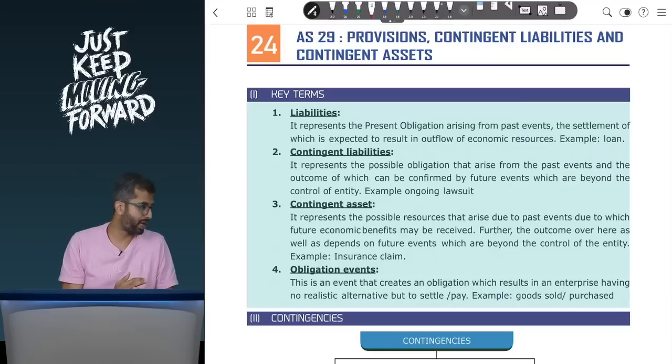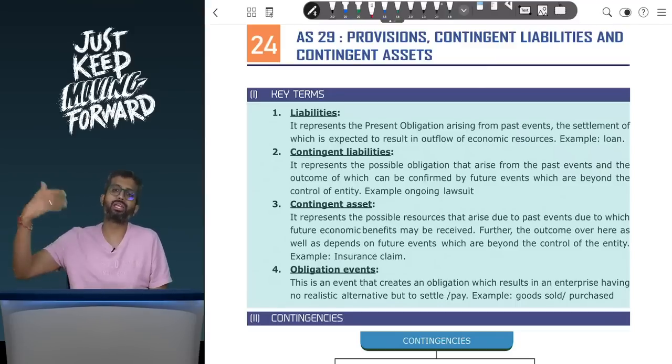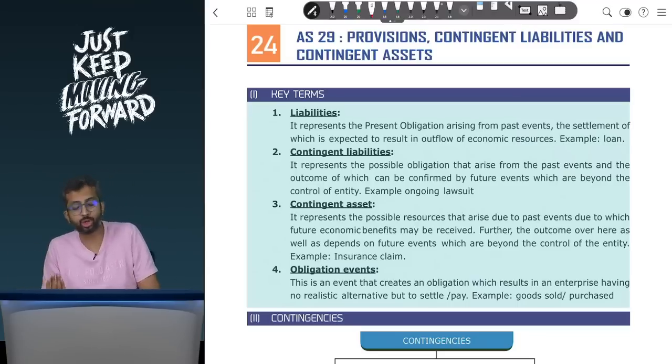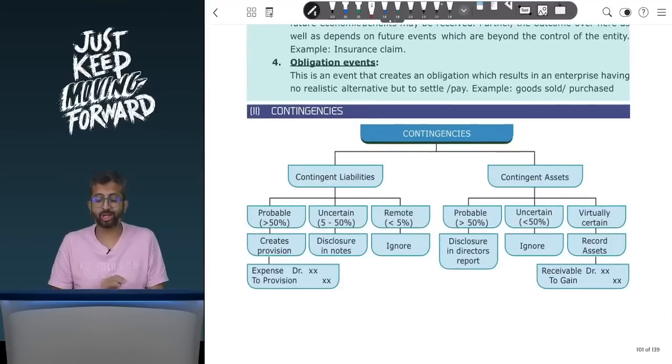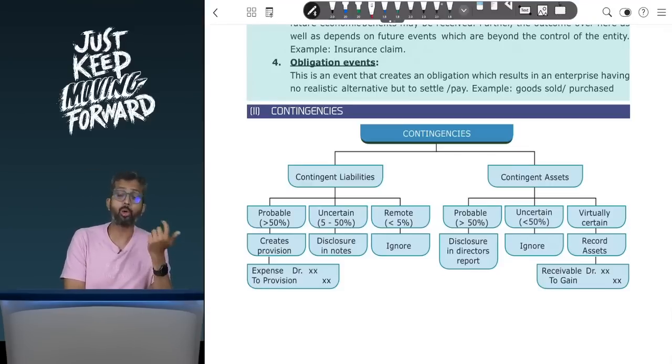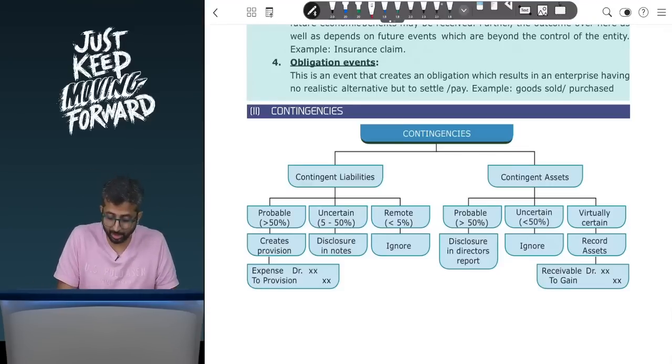Then you go to contingent liabilities. Contingent liabilities would mean liabilities where the obligation may be possible, whose outcome will be dependent on events which will be decided in the future, like a court case, or a contingent asset where I will get an inflow, but again that is contingent. So how will you do the accounting for contingencies? If it is a contingent liability, if it is uncertain, a 50-50 chance, you will just give a disclosure in the notes. However, if it is probable, that is a more than 50% chance that payment will have to be made, then you create a provision, expense account debit to provision. But if it is remote, that is very unlikely, less than a 50% chance, 5% chance, then you will ignore.